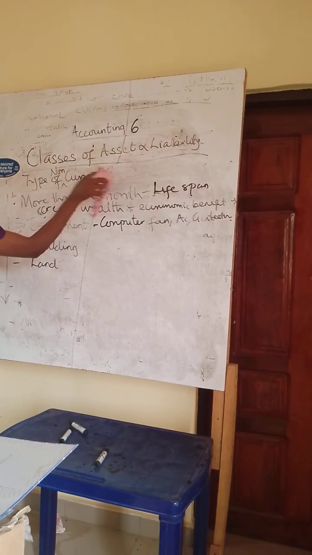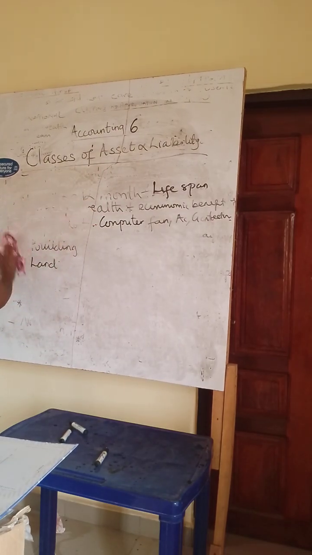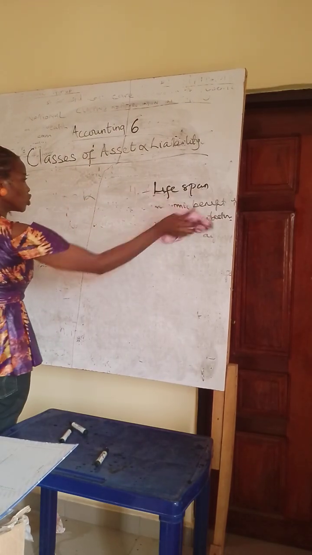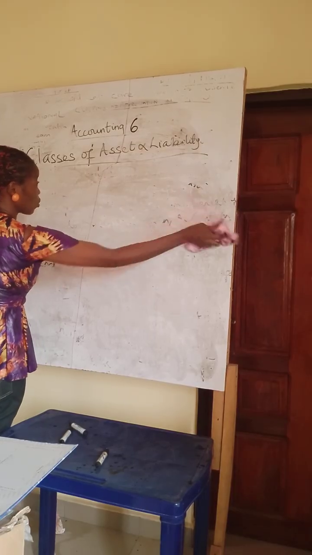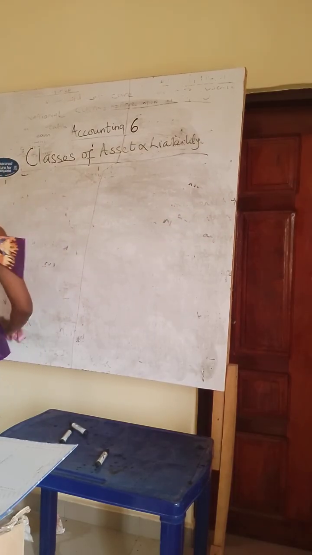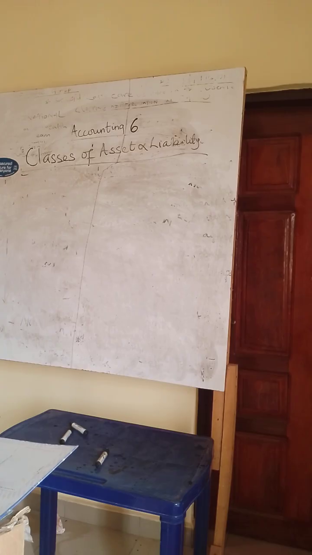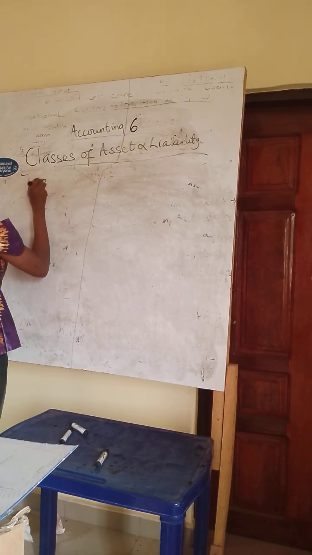All right, now we'll talk about liabilities. Okay, that is the next thing. We're talking about classes of assets and liabilities. So now let's talk about our liabilities.